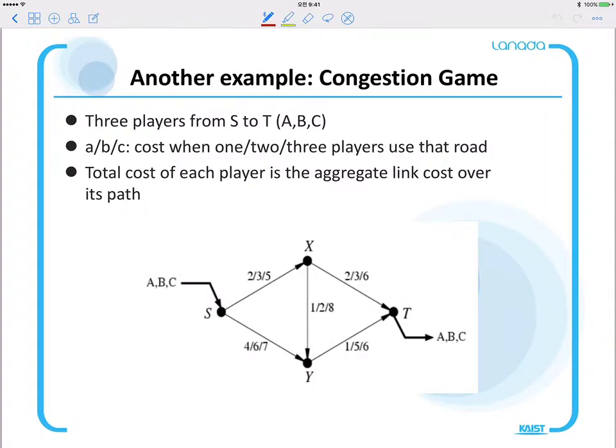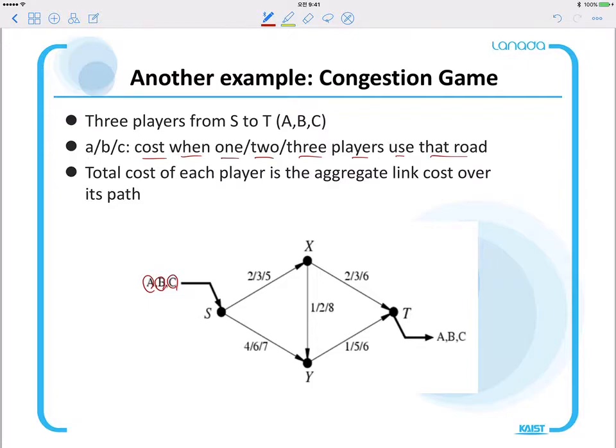Alright? Let's look at a different example. The different example is the congestion game. Do you remember what the congestion game is? This was the original congestion game that we looked at in the potential game lecture. For example, in this picture we have three players, A and B and C, and A slash B slash C means that it's a cost when one or two or three players use that road. So A and B and C independently choose their path to the terminal.